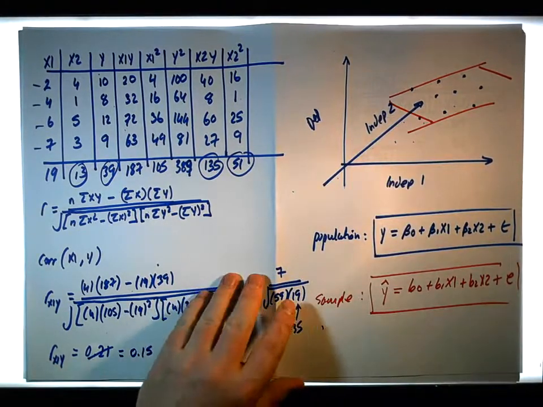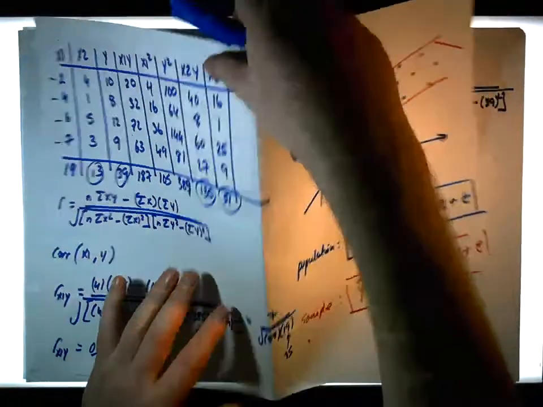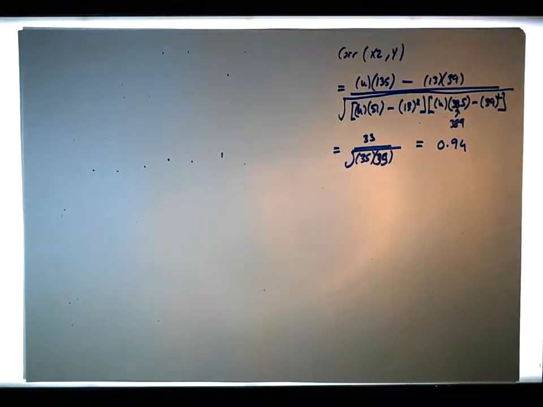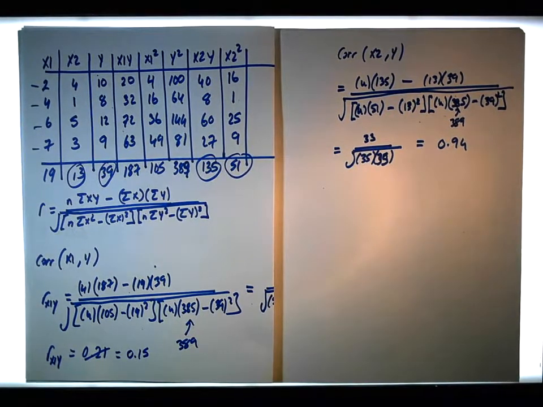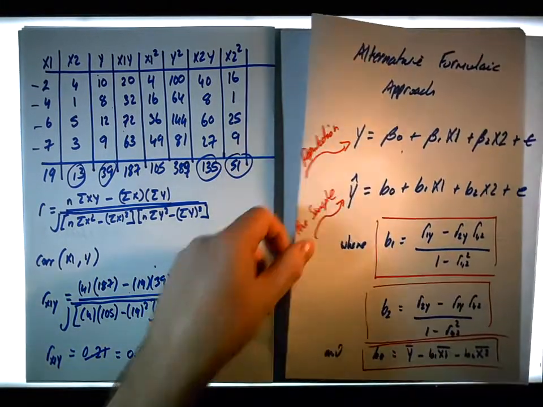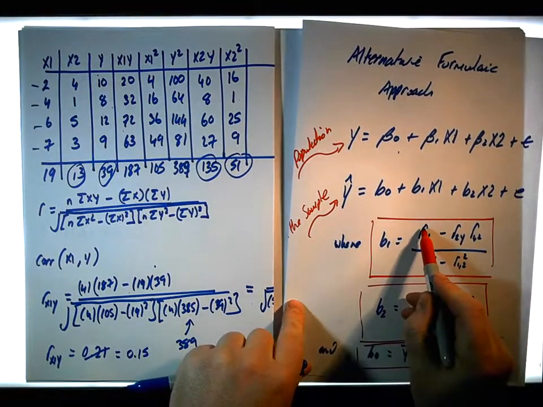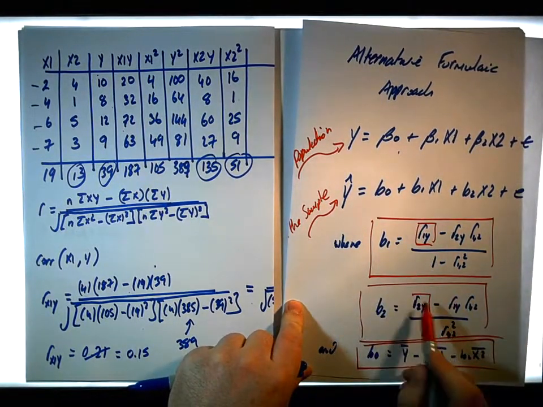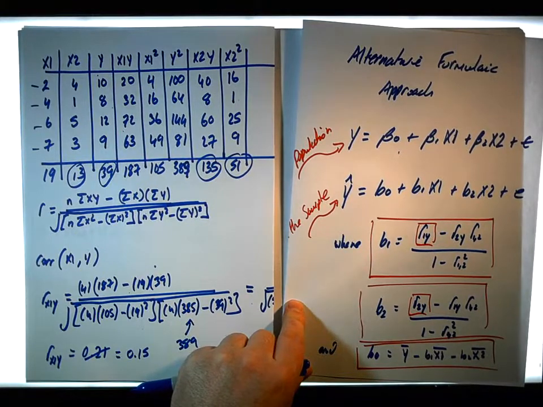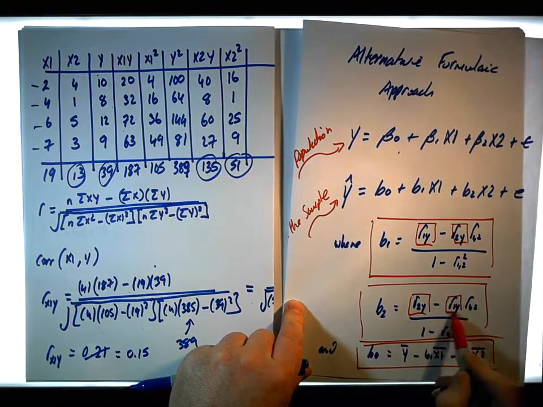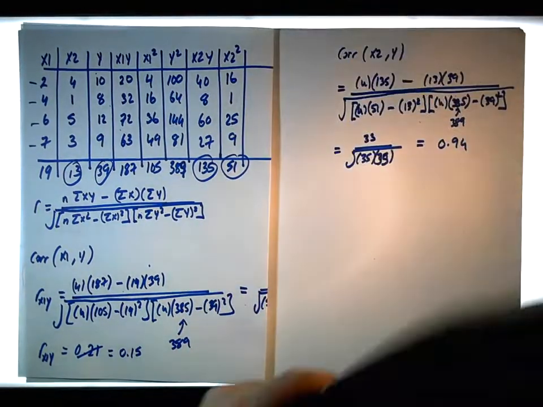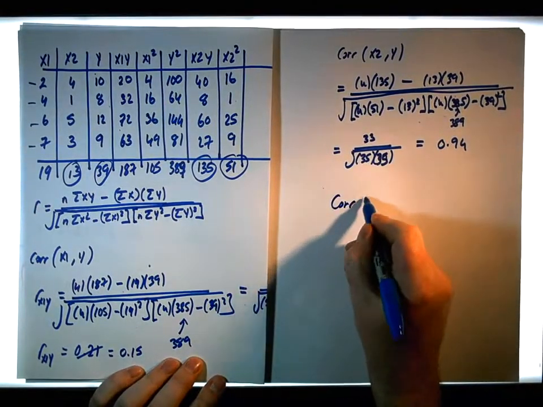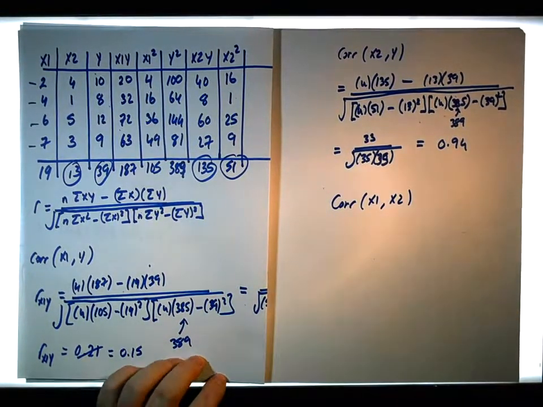Just moving ahead now. You can see there's a lot of work involved in this. I think this is probably worth about 25% in the exam, this particular calculation. So we've calculated the correlations between the two independent variables and the dependent variable. The only thing we're missing now is the correlation between the two independent variables. So the third correlation to calculate is the correlation between x1 and x2.